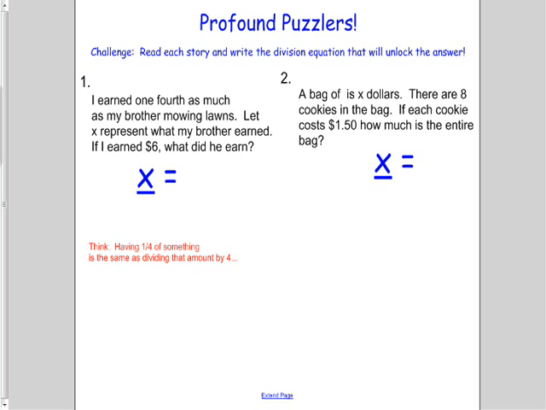Now, I'd like you to practice writing the equation to go with the story problem. So I started you out. X divided by something is going to be equal to something. So if you could write the equation first and then solve for X. And don't forget to label your answer.